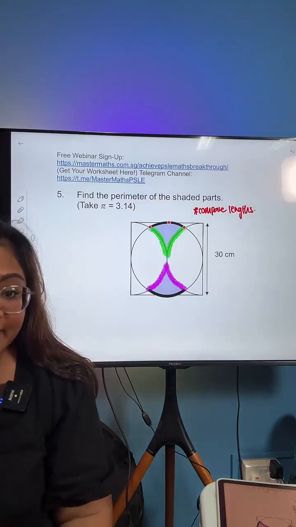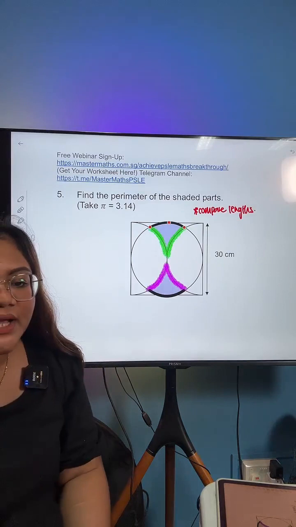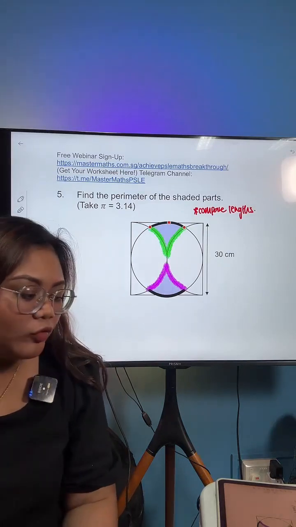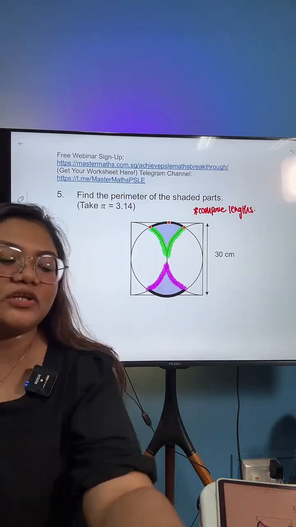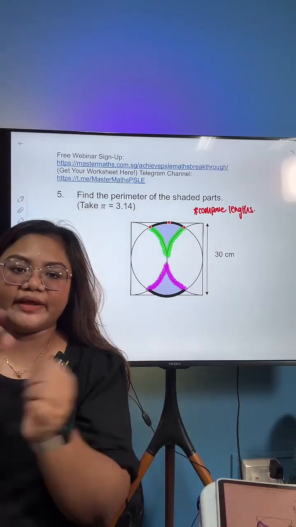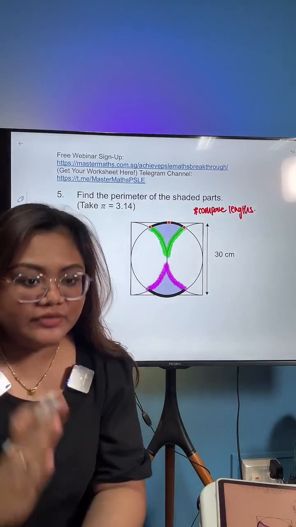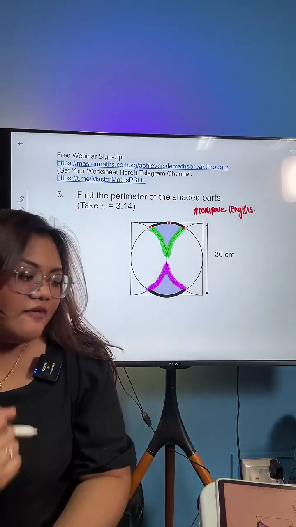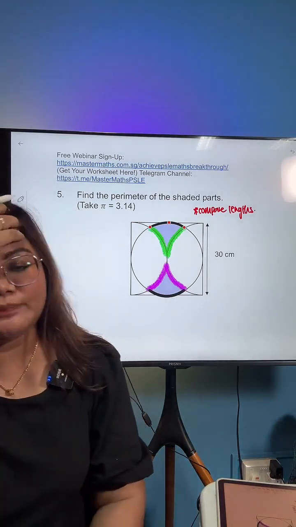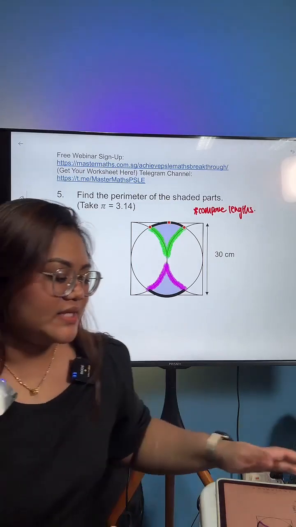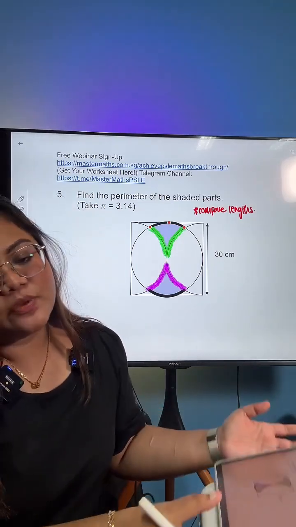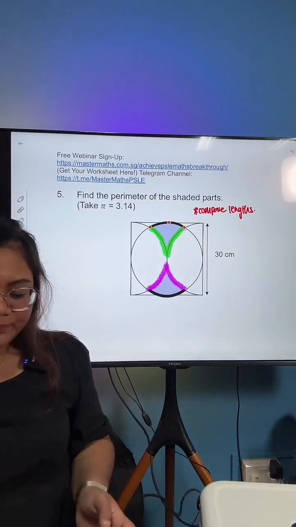We are comparing lengths. Okay? Now, for those of you who are thinking about common shaded regions like half leaf, boomerang, those are usually for areas. For this one, we are not looking at area, only perimeter. We are comparing lengths instead. Okay, so let me share with you how to solve this question.